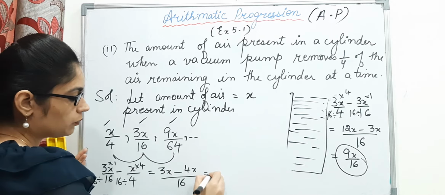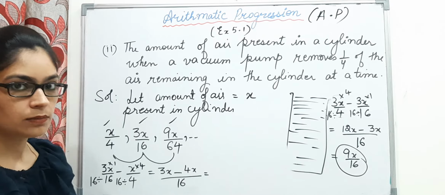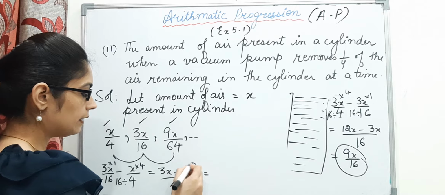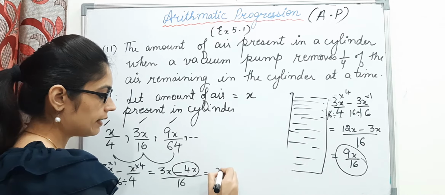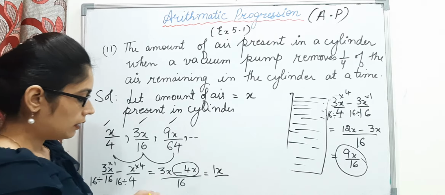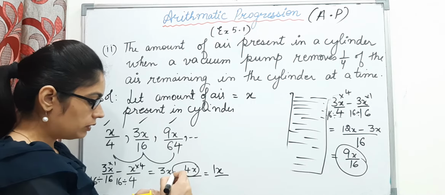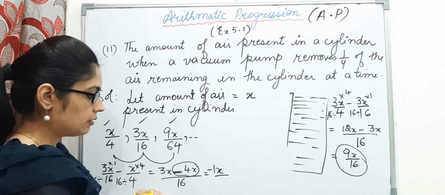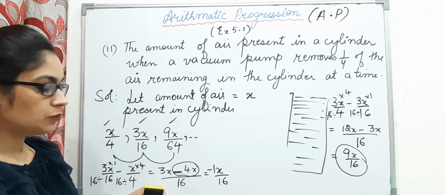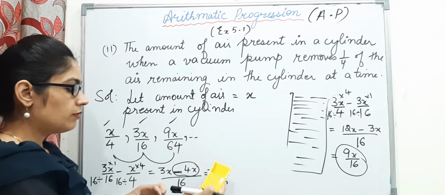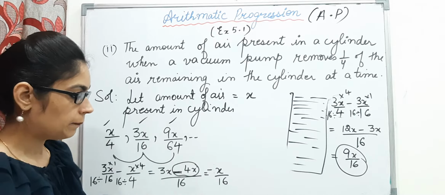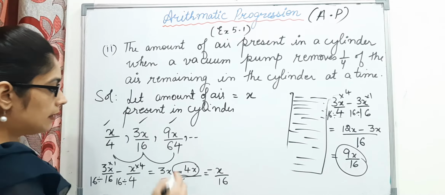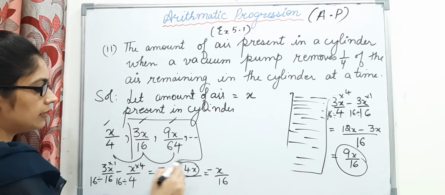So 3x minus 4x, minus plus minus, but with the sign which is with the greater number. So 4 minus 3 is 1, so only x, and I will write the sign which is with the greater number. With the greater number, minus sign is there. So I will write minus 1x by 16. See, 1 we can write also, no need to write. If we write only x also, it means 1. Minus x by 16.